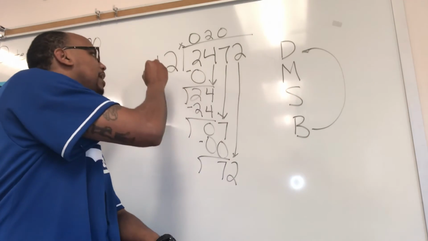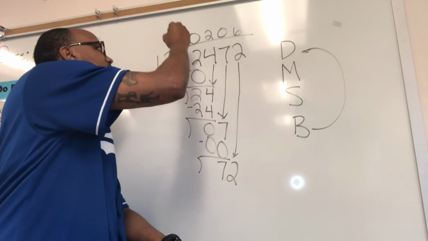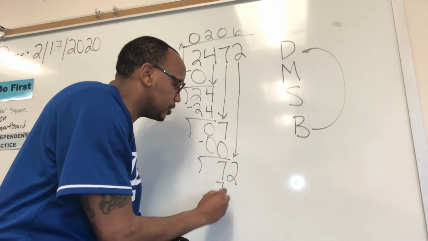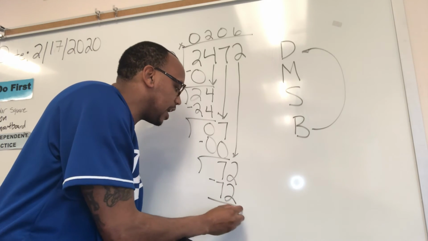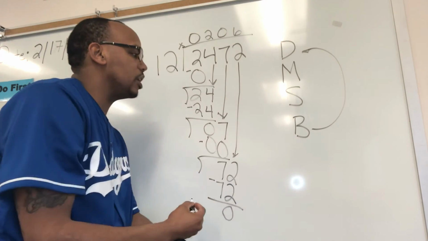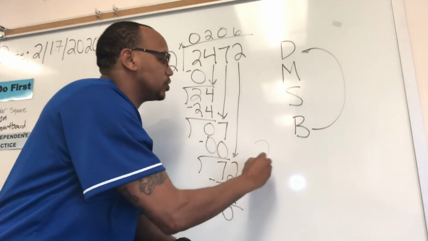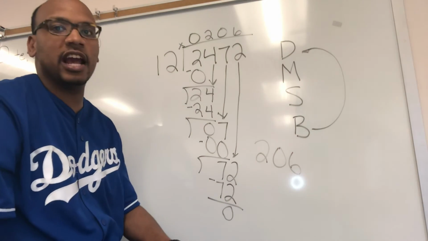72 divided by 12 is 6. 6 times 12 is 72. I subtract. I have 0 remaining, and I have nothing else to bring down. So my answer is 206. Again, this is standard division.